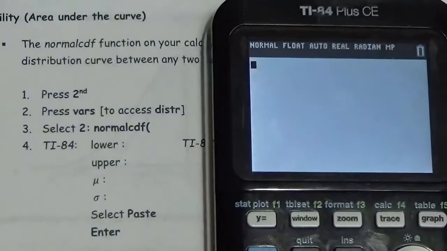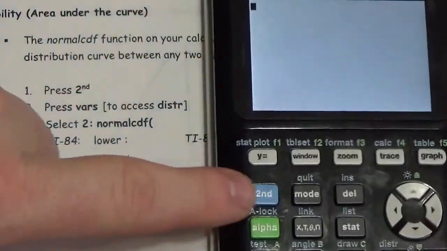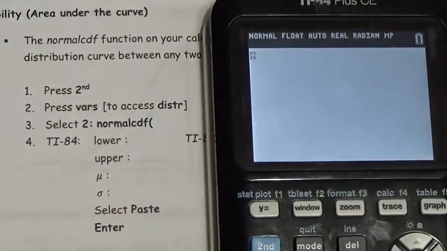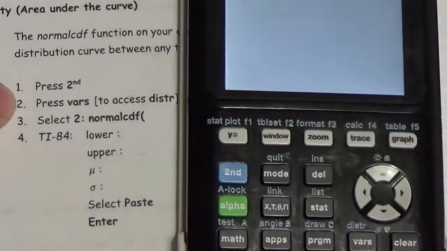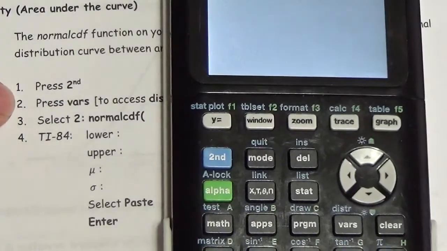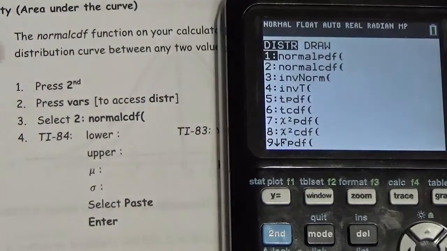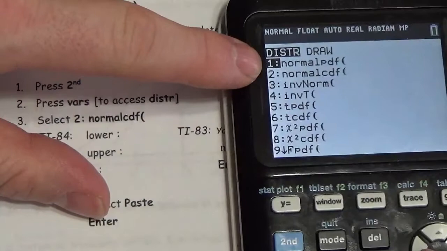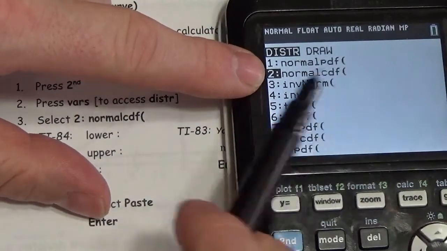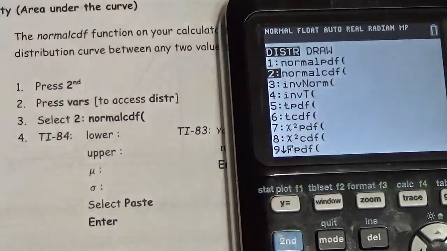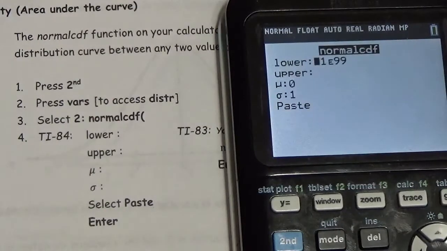So to get to it, I'll show you how we do that here. I'll put my calculator right here. We're going to press second, okay, and then we're going to press vars. Now that's probably a button you haven't seen all that much, but here's the vars button down here, and notice right above it, it's got the DISTR, distribution. So we're going to press vars, and that opens up this menu right here. What we want is number 2, the normal cumulative distribution function. So we press enter to choose that.